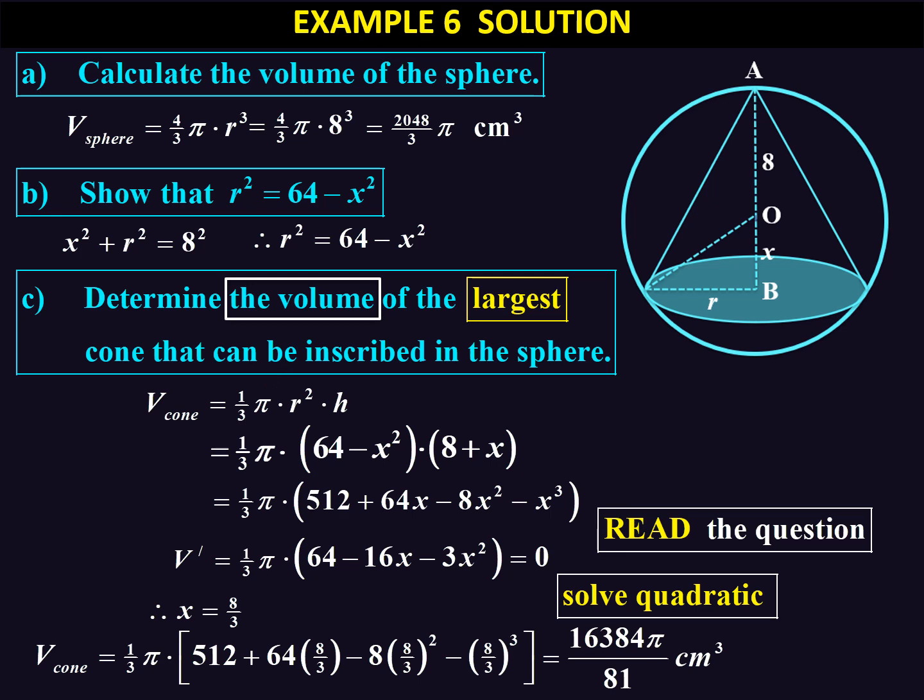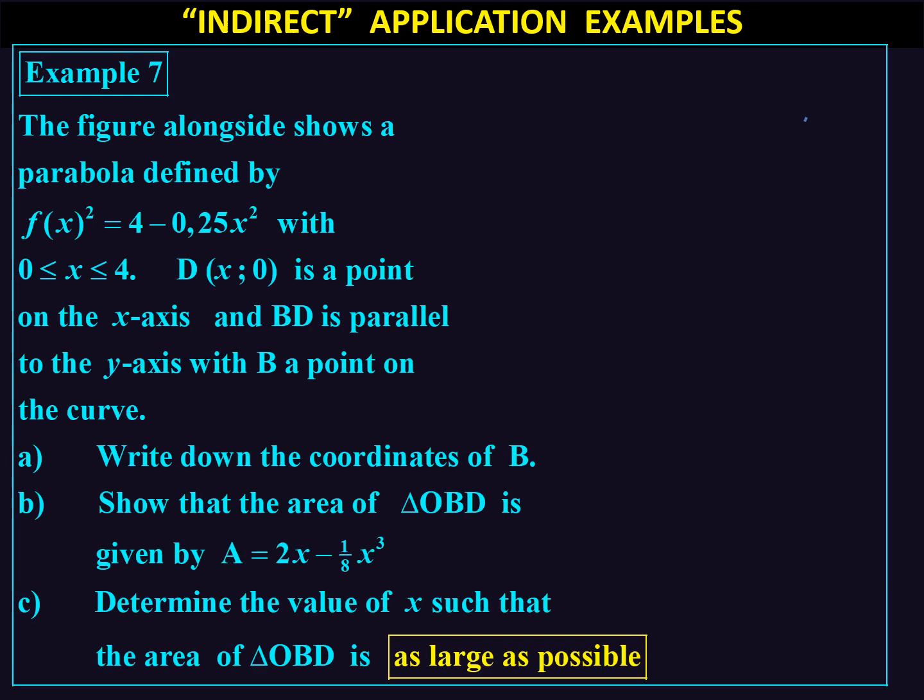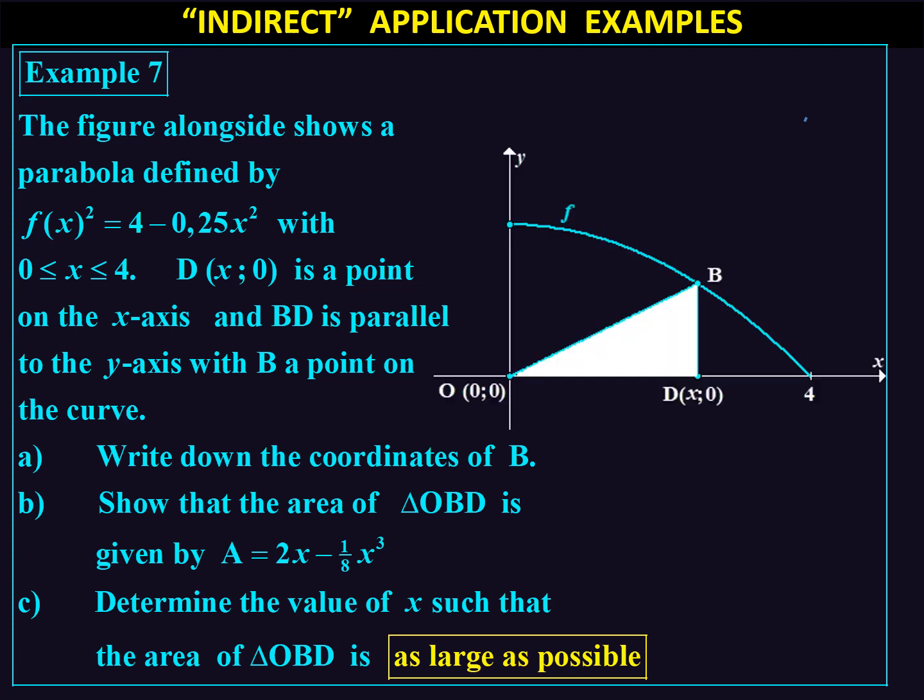That's the end of that one. Here we have an indirect application, which is a bit different to the previous ones. Let's see. We've got a figure alongside which shows a parabola. You see there? There's a parabola there. But there are some restrictions to this parabola. It tells you that it's defined from 0 to 4. So it's only the positive side, 0 to 4. There's the parabola, and we have a point D.